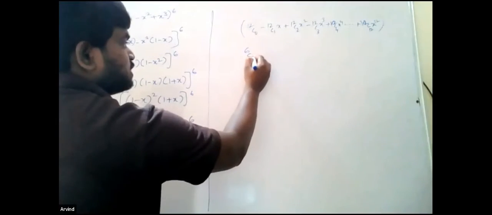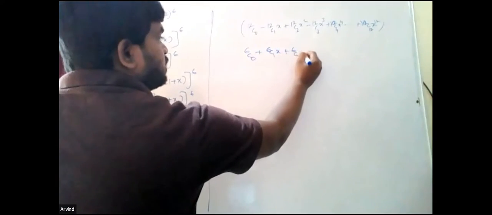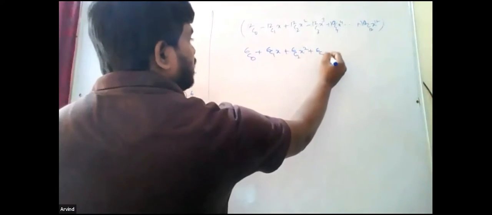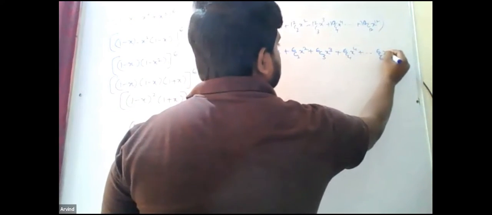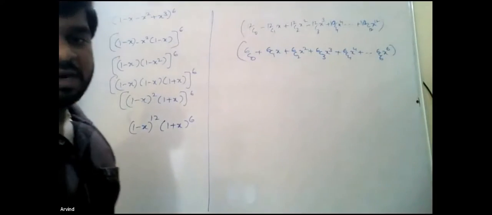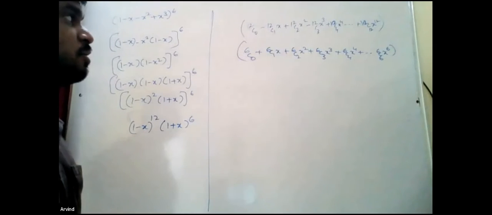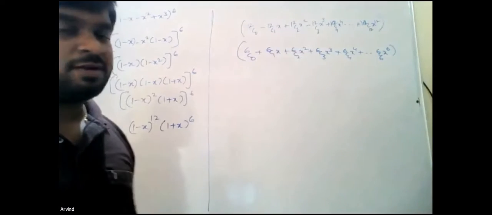1 plus x whole to the power 6. So the same thing, what happens: 6C0, all of these come with plus, 6C1 x plus 6C2 x square plus 6C3 x cube plus 6C4 x power 4 and so on up to 6C6 x power 6. Okay, I've written one below the other so that when you multiply, you can easily know where x power 7 comes. Now tell me, which ones multiplied give x power 7? You want to multiply this and this. Only x power 7 is needed.